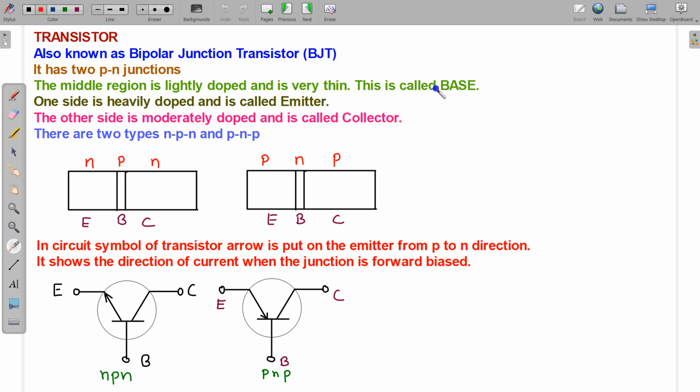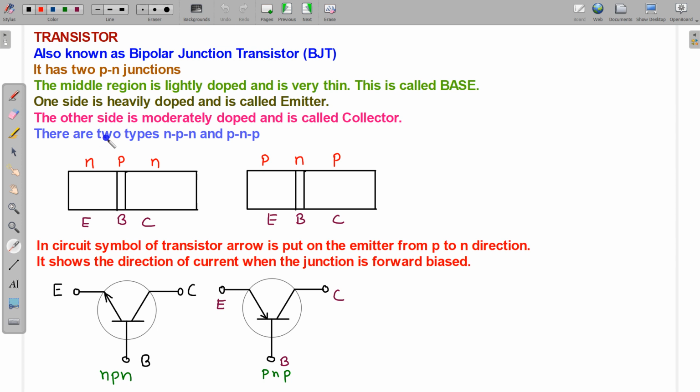This region is called base. One side is heavily doped and it is called emitter. Suppose this is that side and this side is emitter. The other side is moderately doped, and it is called collector. I have put symbol C.